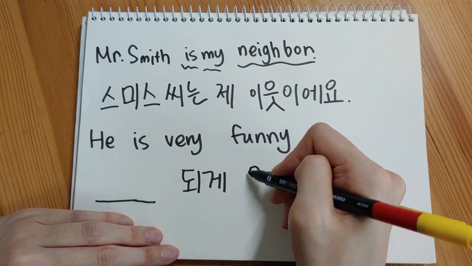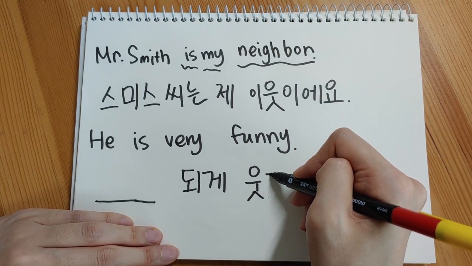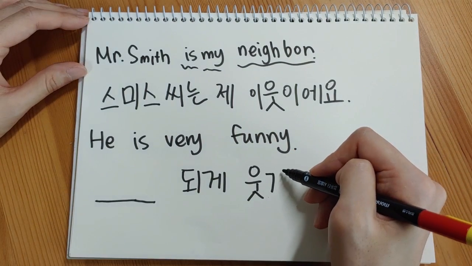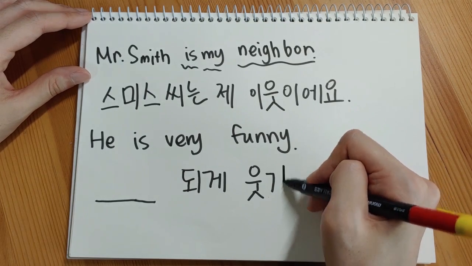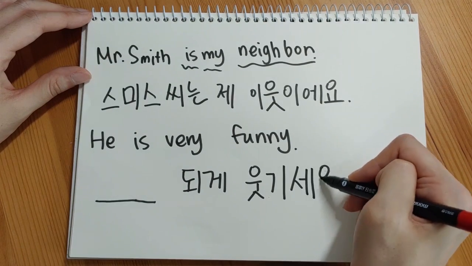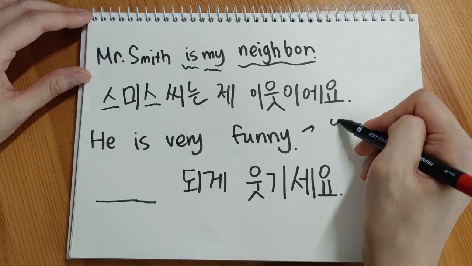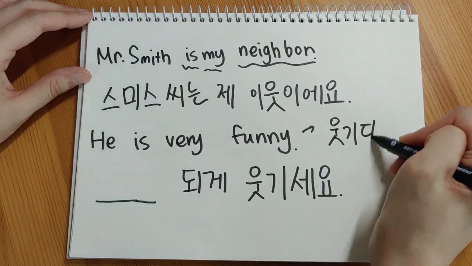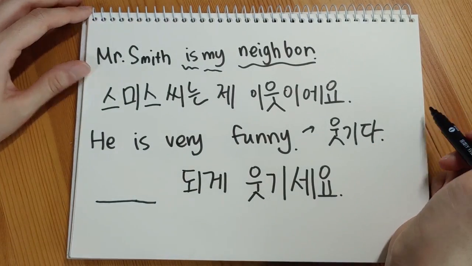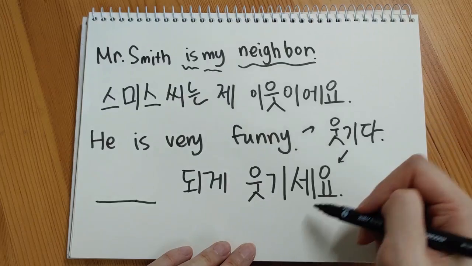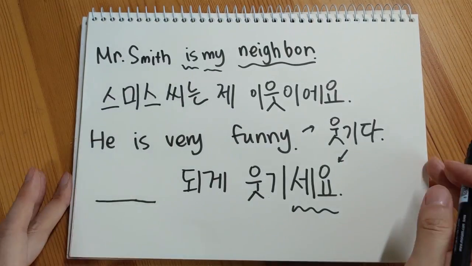되게 웃겨요, but we want to write it in 세요. But if you want to write it in 세요 ending, you can say 웃기세요. So 웃기다 is an adjective that means to be funny. And when you conjugate it in 세요 ending, it can become 웃기세요.